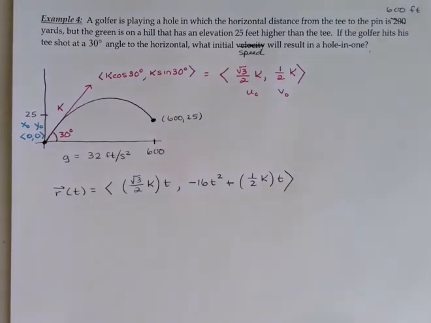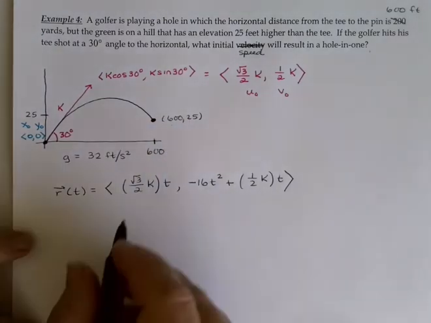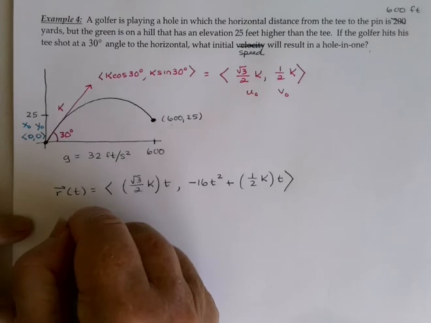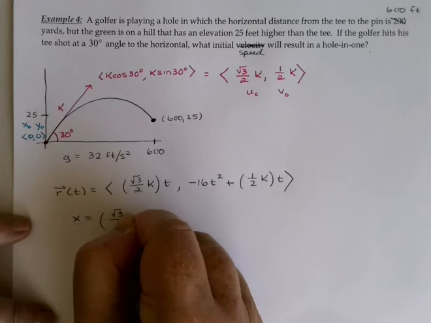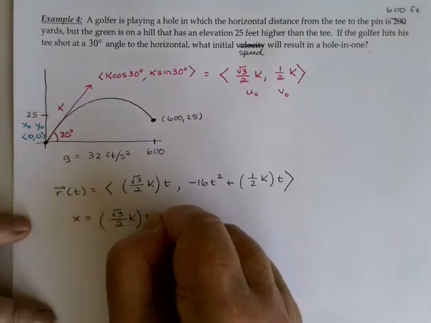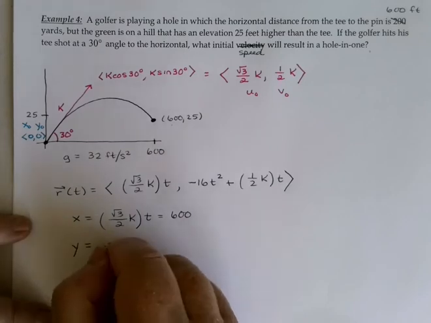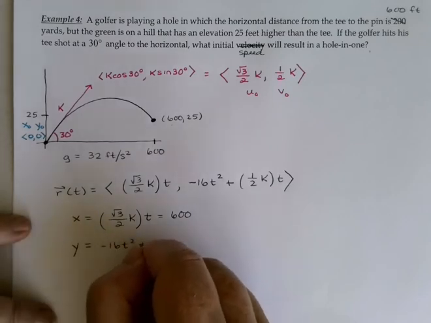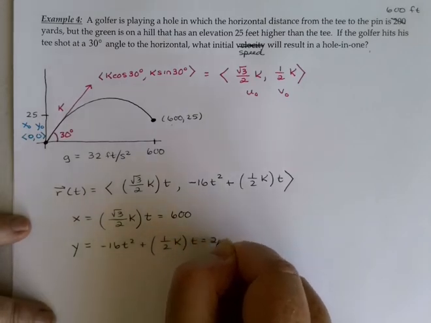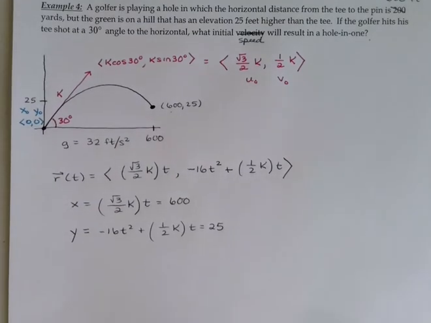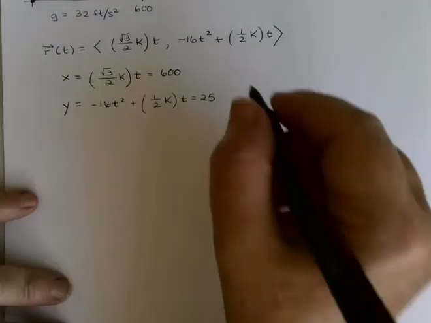In order to make this hole in one, when x is equal to 600, y must be equal to 25. So the x is equal to 600 when the y is equal to 25. And once again, this now just becomes an algebra problem.